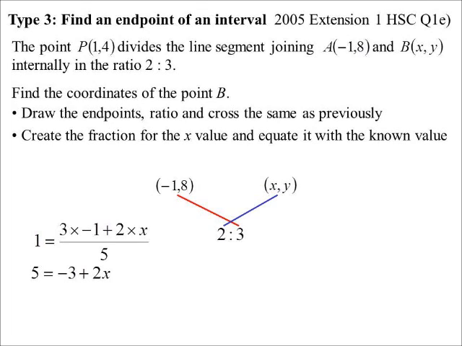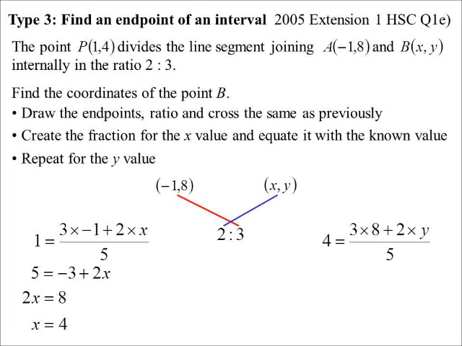And so let's play around with that one. Multiply by 5, move things around. Okay, I know the x coordinate is 4. Now I'll go do the same thing with the y coordinate. So this time I know the answer is 4. Bottom of the fraction is 5 again, of course. 3 times 8 and 2 times, well, y is what I'm trying to find. Play around with that little equation. And I get negative 2. And so there's my answer. That other endpoint must have been 4, negative 2.